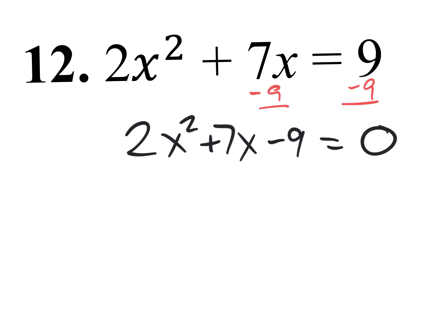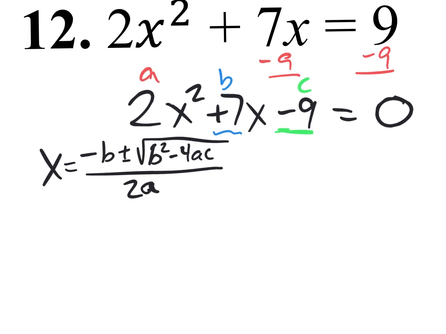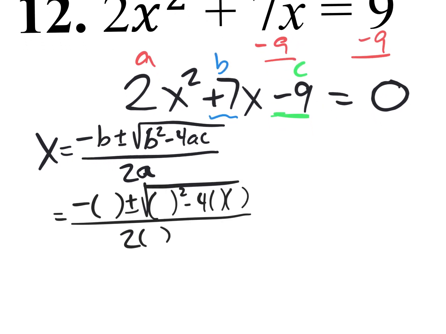Now that it's equal to 0, you could identify your a value of 2, your b value of 7, and your c value of negative 9. Okay? So that means we could safely plug it into the quadratic formula. But of course, when you plug it into the quadratic formula, you should rewrite it with parentheses. That way you could easily plug in the b value of 7 right here and there. So we're going to put the 7 right in there. The a value is 2. We're going to put that right there and down here. So 2 right there, 2 right there. And the c value of negative 9, we're going to put that right there, negative 9.